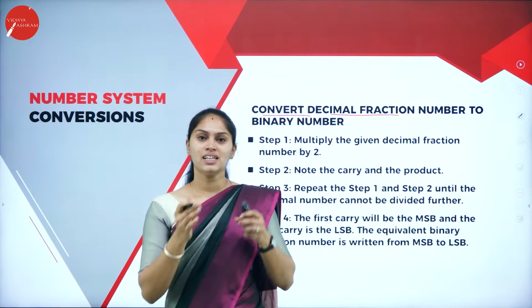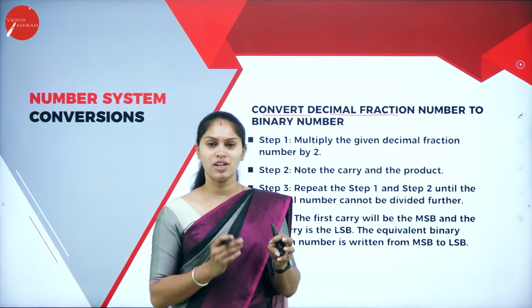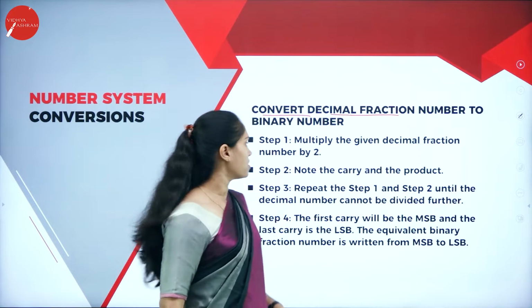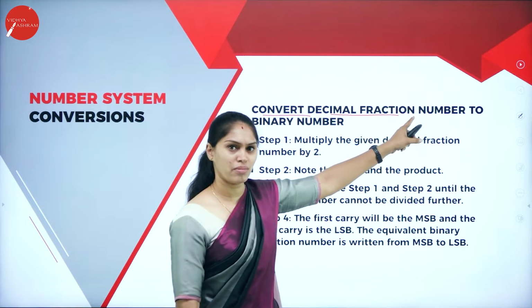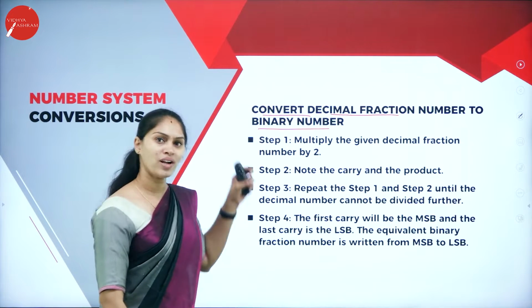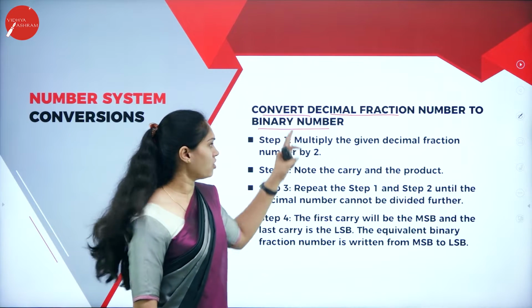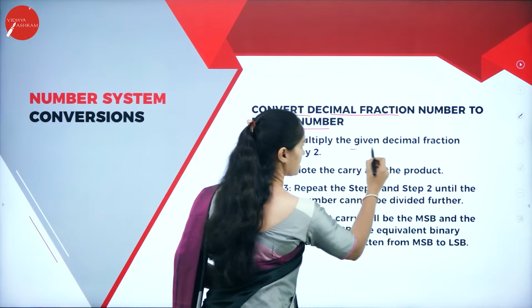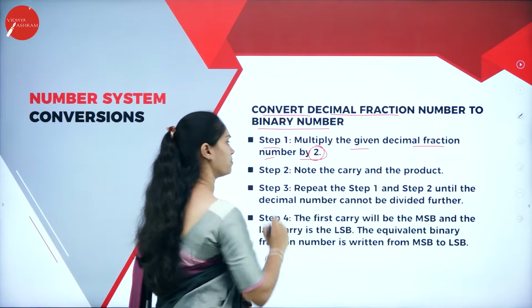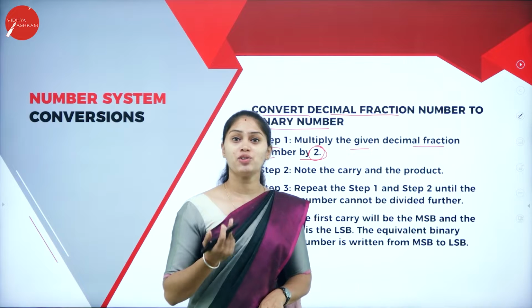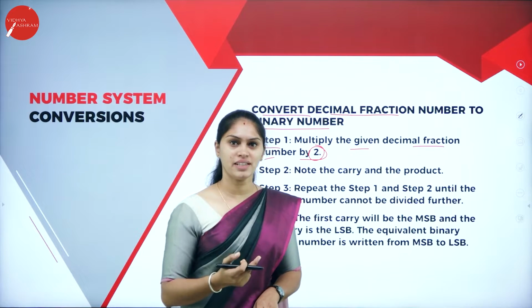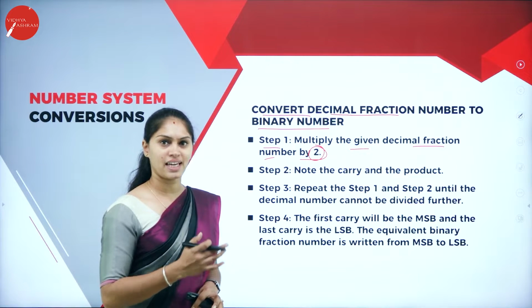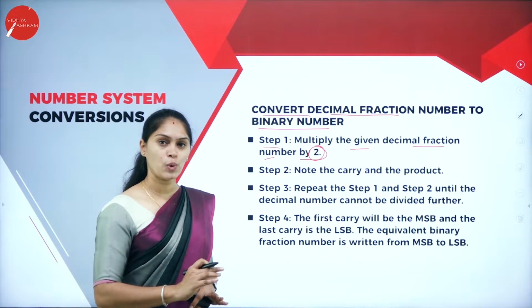So now we have divided a complete, that is whole, decimal number to binary. But what if I have a decimal fraction? We'll see now. So here we are converting a decimal fraction number to the binary number system. What steps are we supposed to follow in order to convert a decimal fraction to binary? So in step 1, multiply the given decimal fraction number by 2. In a whole decimal number we divide, but once we have a decimal fraction, we have to multiply, not divide. We have to multiply the given fraction value of the decimal number by 2.